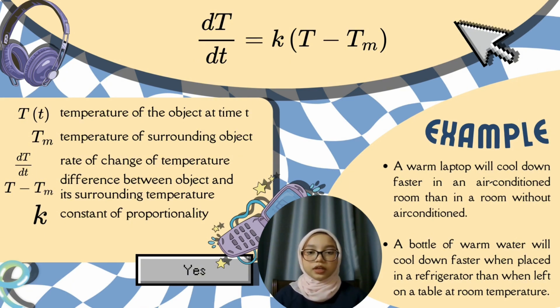For example, a warm laptop will cool down faster in an aircon room rather than in a room without aircon. For the second one, a bottle of warm water will cool down faster when placed in a refrigerator rather than when left on a table at room temperature.